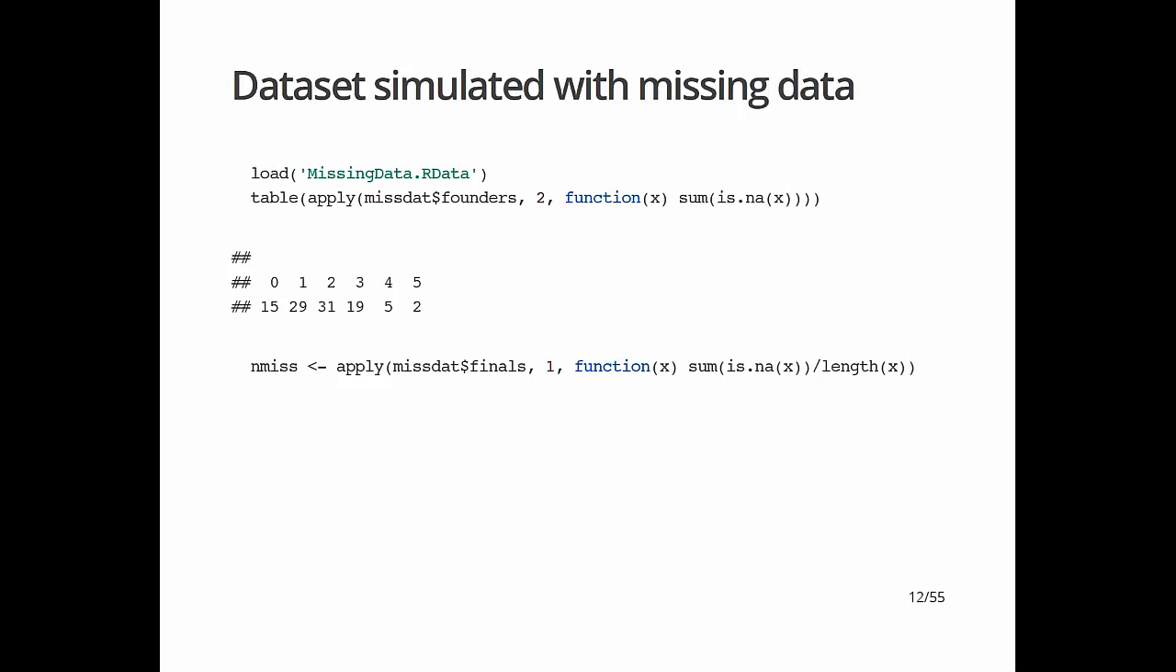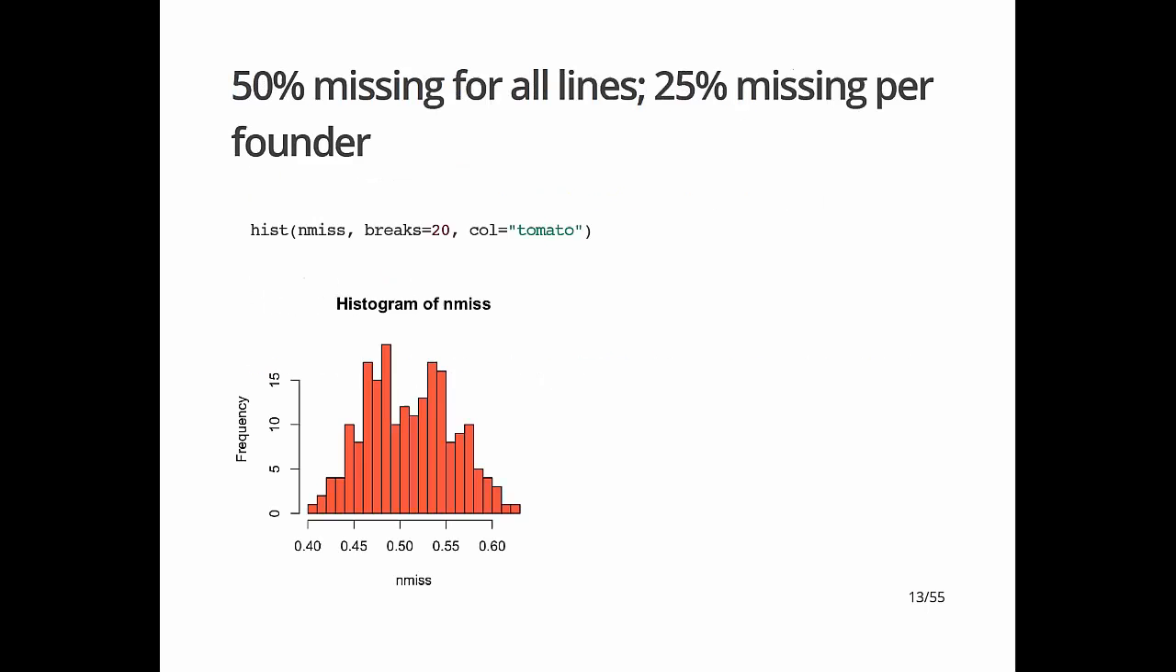So there's a data set simulated with missing data there in the part 4 folder. If you look at the founders, that line of code is basically just saying how many missing values there are in the founders. I gather this was generated with 8 founders. And you can actually look at how much missing data there is in the progeny as well, which looks something like this. So this was generated with 50% missing data, 25% missing for the founder. So it's just looking randomly across the lines how much missing data there is.